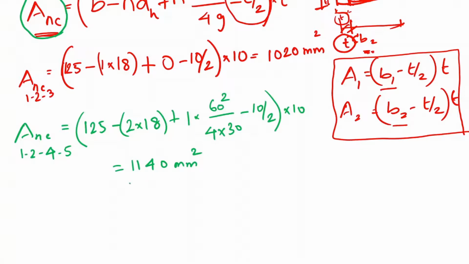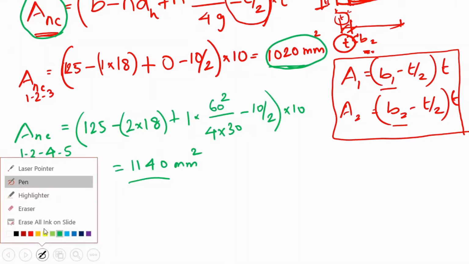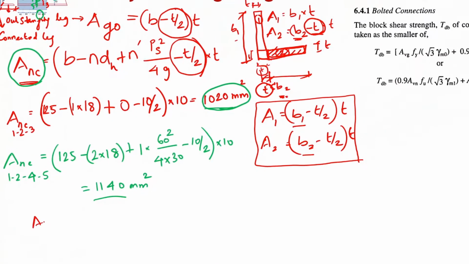So whichever is least, 1140 or 1020, we have to use that as the net area of the connected leg. We know the net area of the connected leg, and we have to calculate the gross area of the outstanding leg. Now the gross area of the outstanding leg is width 75 mm minus thickness by 2, multiplied with thickness 10, which is 700 mm square. Okay, now we know every value.